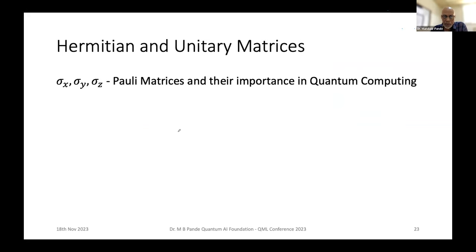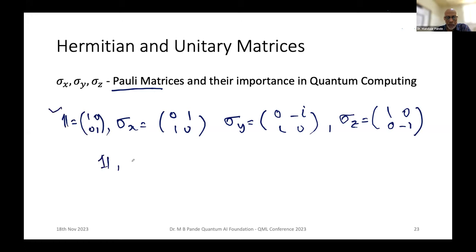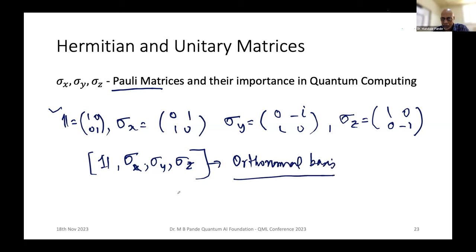Okay, and then finally, I'll stop at this point by just explaining the Hermitian and unitary matrices. So sigma x, sigma y, and sigma z, these are Pauli matrices, and they are extremely important in quantum computing. Sigma x is a matrix represented like this: 0, 1, 1, 0. Sigma y is equal to 0, minus I, I, and 0. And sigma z is equal to 1, 0, 0, and minus 1. And if you add the unit matrix or the identity matrix, 1, 0, 0, 1, then this matrix along with sigma x, sigma y, and sigma z form something called an orthonormal basis around which the whole of quantum computing can be explained.